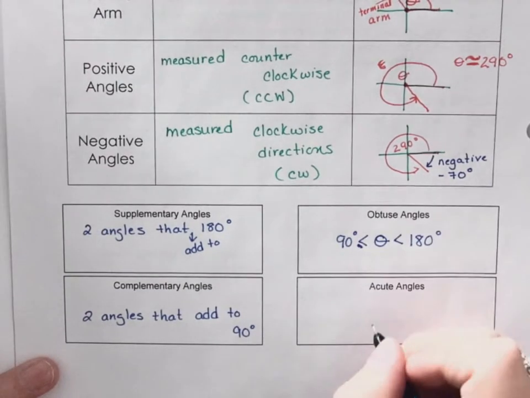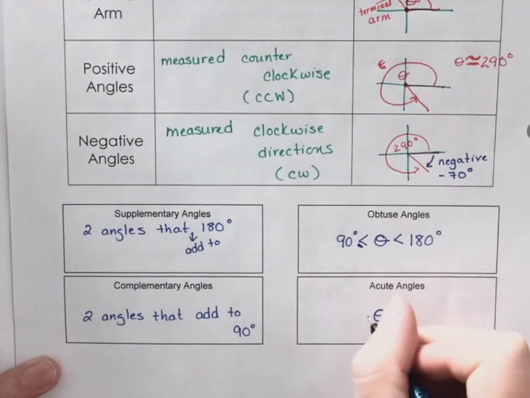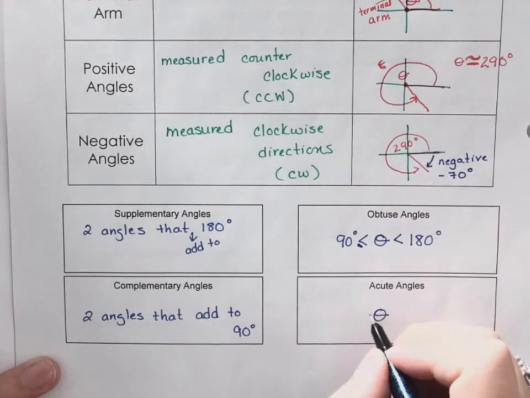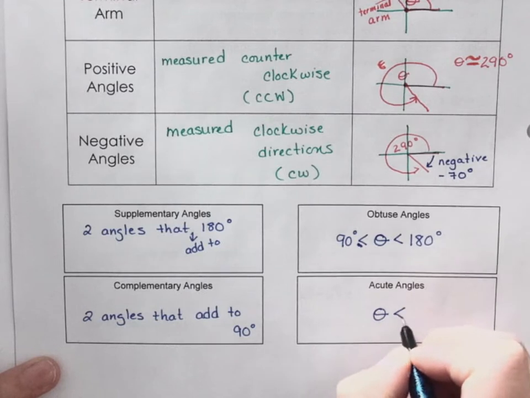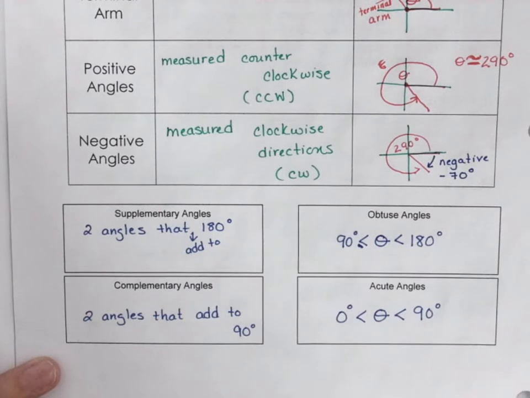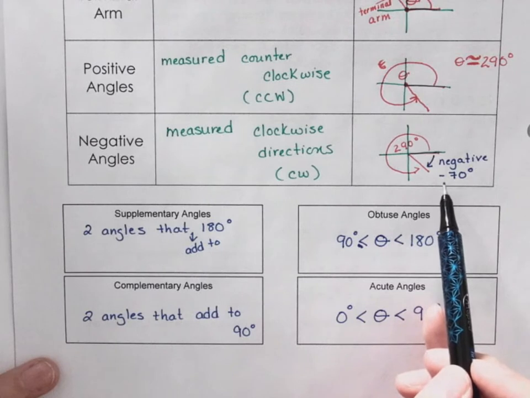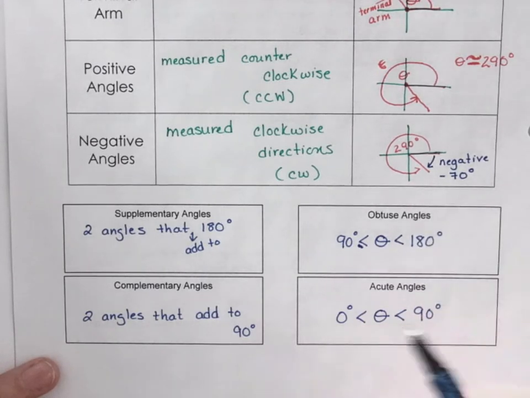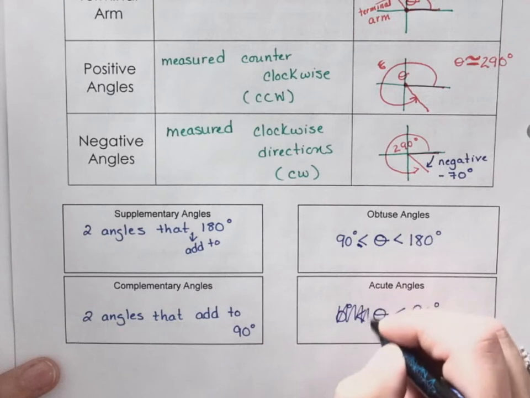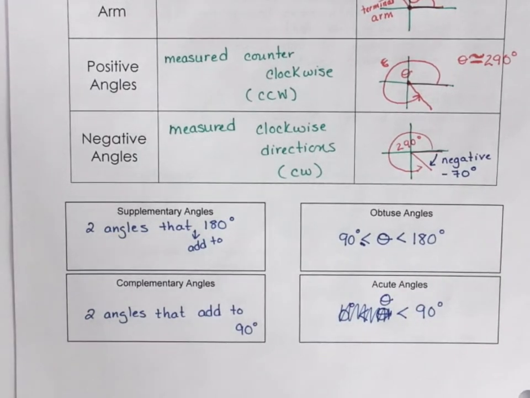So acute angles are going to be 0 to 90. Theta has to be, so less than 90, but greater than 0? Or would that be an acute negative angle? Oh, so maybe this, oh, sorry, crossed out my theta and I didn't mean to. So maybe theta just needs to be less than 90.